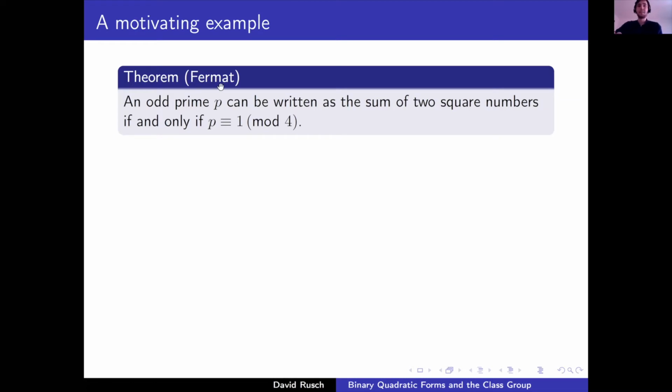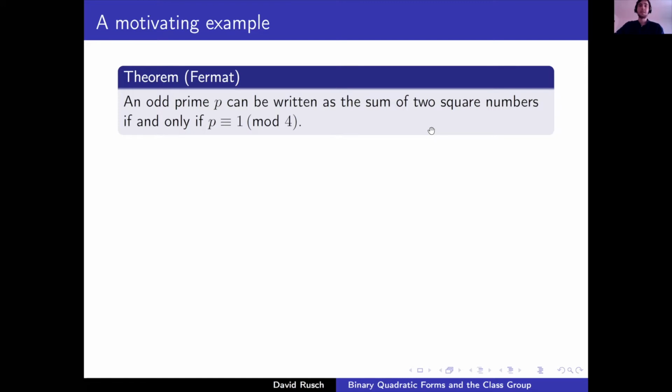It's this theorem, first proven by Fermat, that says that an odd prime can be expressed as a sum of two squares if and only if it's congruent 1 mod 4. The proof I'm going to show you is not by Fermat. I found it only later because it uses some more advanced things that were discovered only later.